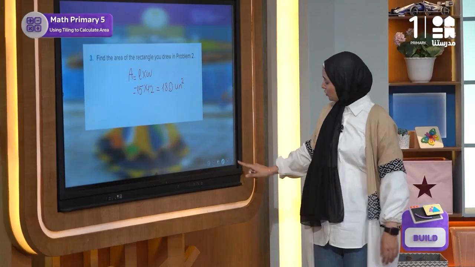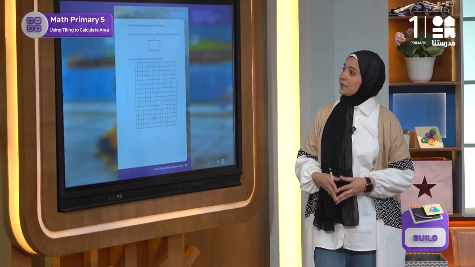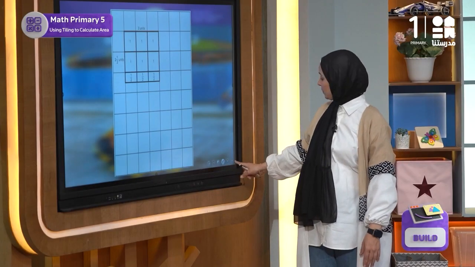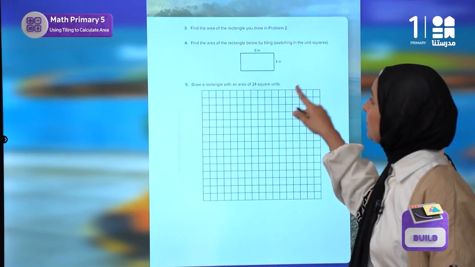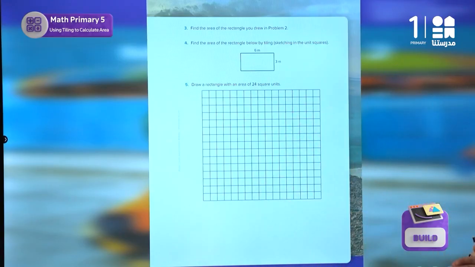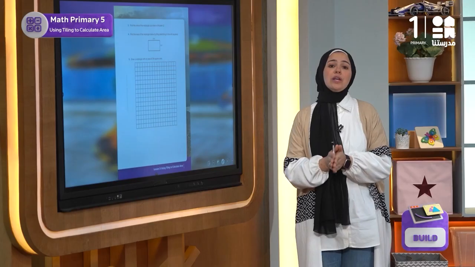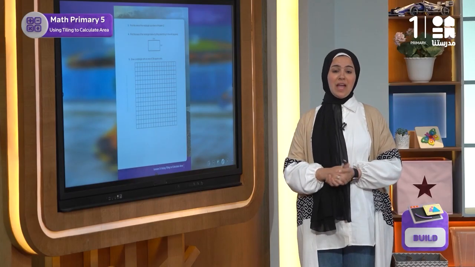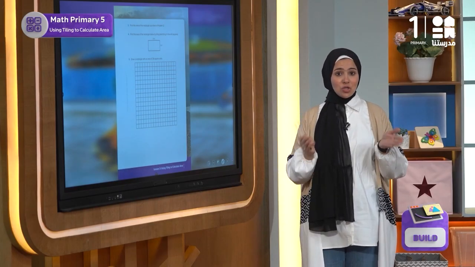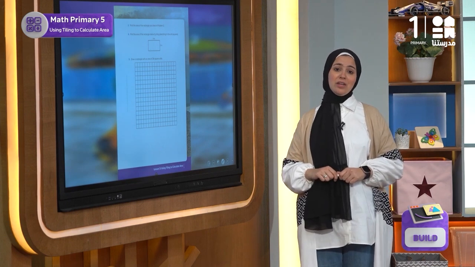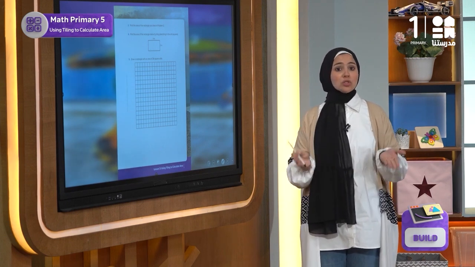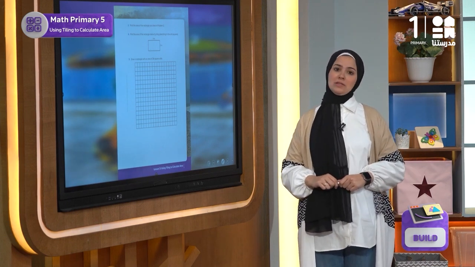Now, let's move on to problem 4. Let's take a closer look over here at problem 4. We're asked to find the area of the rectangle below by tiling, just to reinforce the concept of the area. After we finish our lesson, you can draw the same dimensions you have here on a graph paper, or use the shape and divide it into tiles.